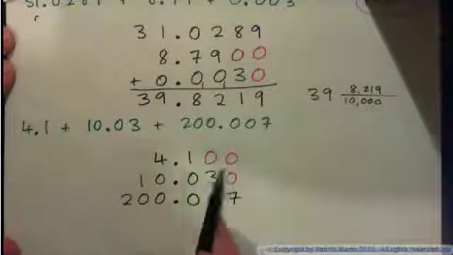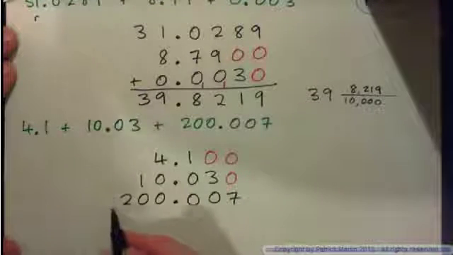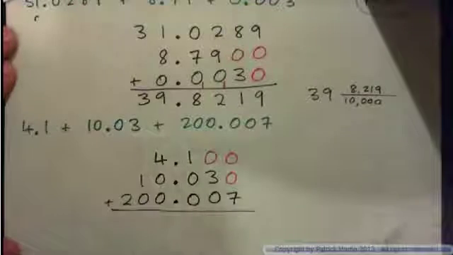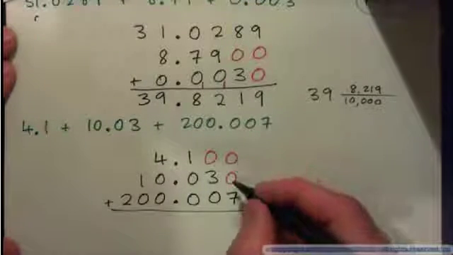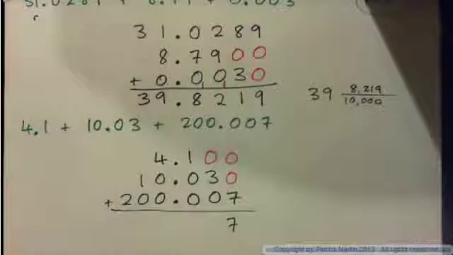So you can rewrite these numbers. This 4.1 is the same thing as 4.100. It's the same thing, right? That might, I don't know if you like doing that or not, but anyway. So 0, 0, and 7, of course, is 7. 0, 3, and 0 is... So go ahead and write down the answer.